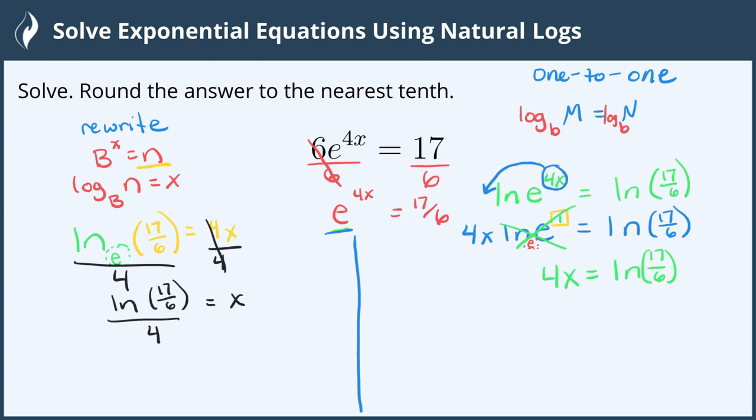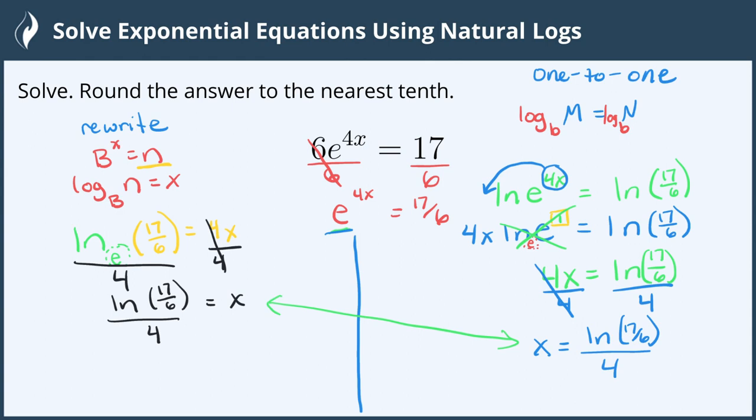Now to continue isolating the variable, we'll divide both sides by 4, which gives us x equals the ln of 17/6 divided by 4. And we can see that it's the exact same no matter which way we solve it. We can either rewrite using the definition or use the one-to-one property.